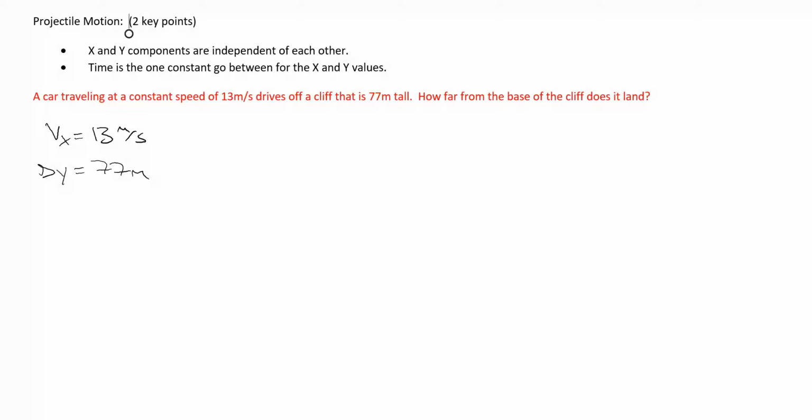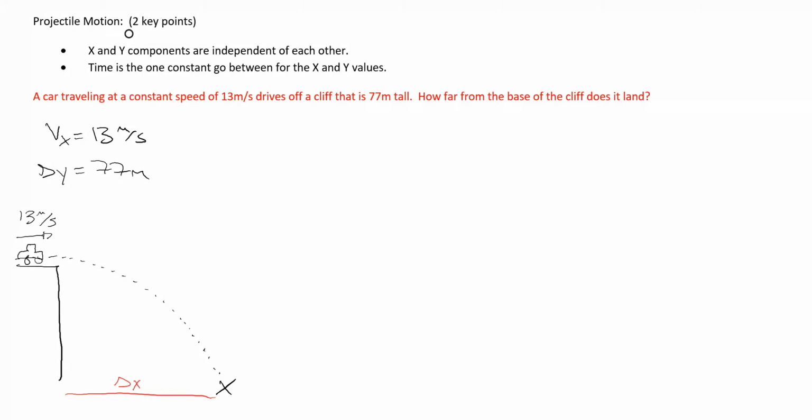Now I'm going to draw myself a picture. Here's my car. Super fast. 13 meters per second. And it falls off the cliff and winds up somewhere down here at the bottom. In order to find my change in x, I already know my speed. I have to find the time that it's traveling here.